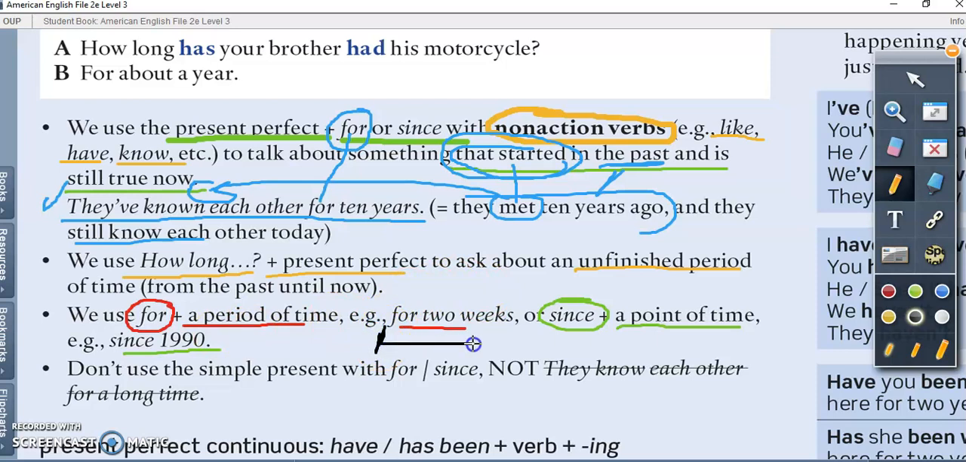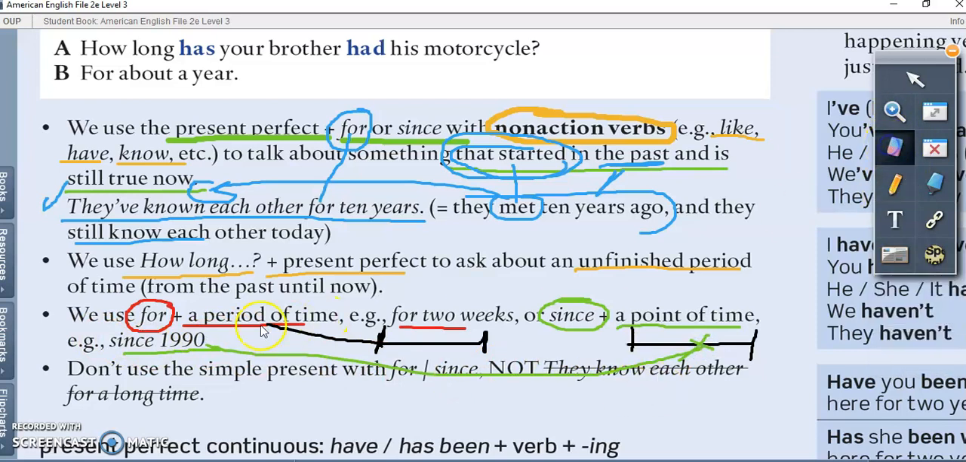it started here and finishes here. That is a period of time. But a point in time is this, 1990. That is a point in time. So that's the difference between one and the other.